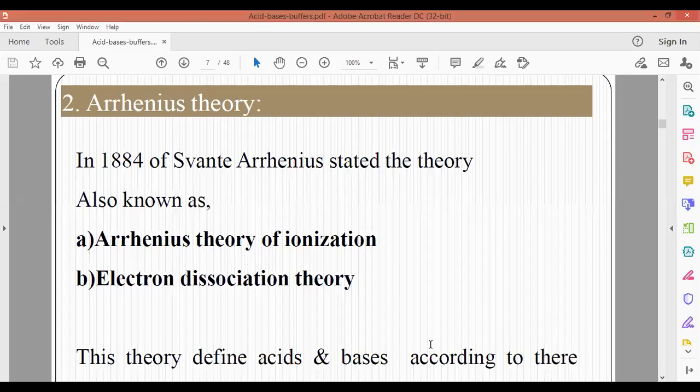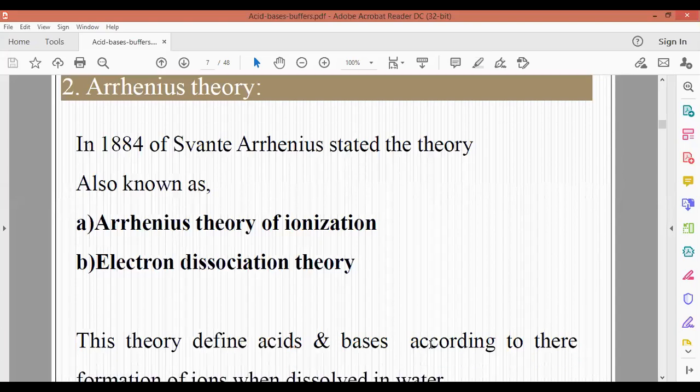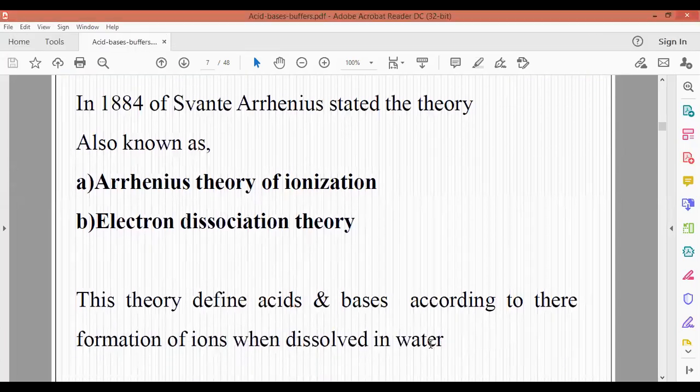In 1884, he developed the Arrhenius theory, which is related to acids and bases. That theory is also called the electrolytic dissociation theory, as it depends completely on ions. So the scientist Svante Arrhenius developed this theory in 1884, and its alternative name is the electrolytic dissociation theory. So what is meant by acid and base?